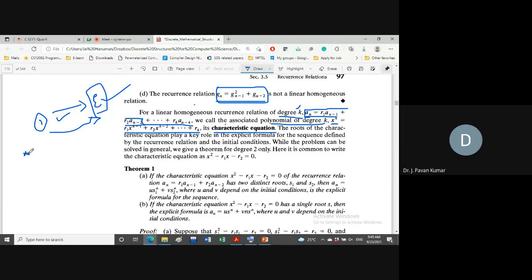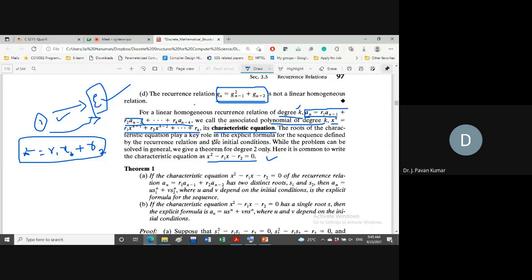2. So x^k, which is nothing but x², is equal to r1 times x^{k-1}, that means r1 times x, plus r2. So this is the characteristic equation for a recurrence relation of degree 2. Now this can be written like this as well: x² - r1 x - r2 = 0. This is the characteristic equation.